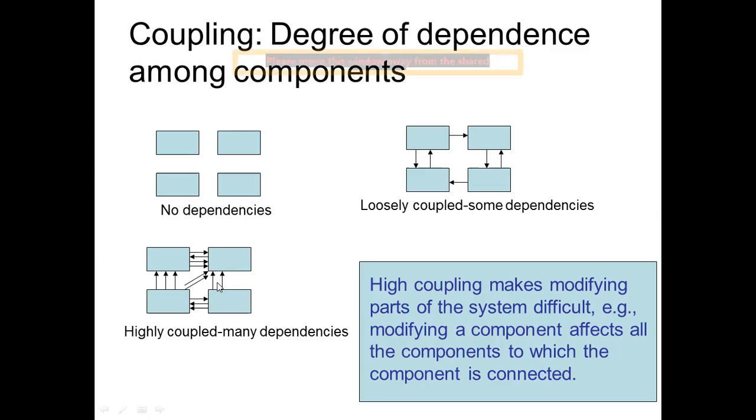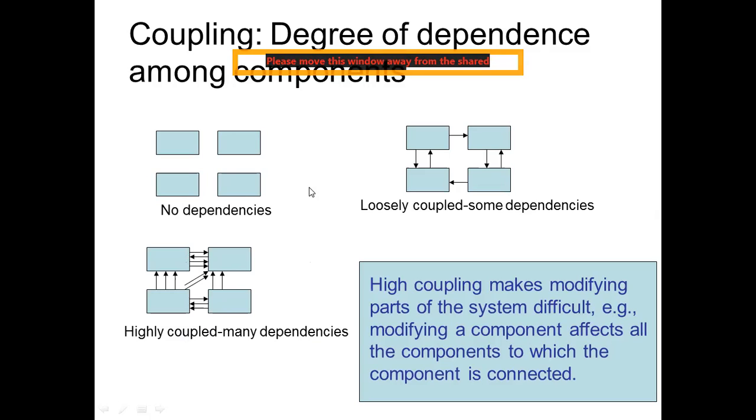Now you can see more networking to each other. The data is going to and fro. The control you can check here. So more arrows, more connectivity, more dependencies. So this is powerful, we can say coupling. Highly coupled, many dependencies.